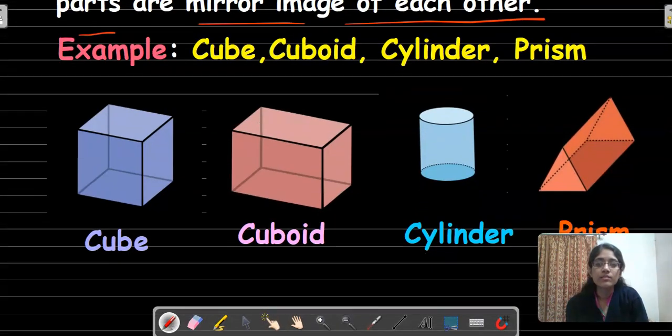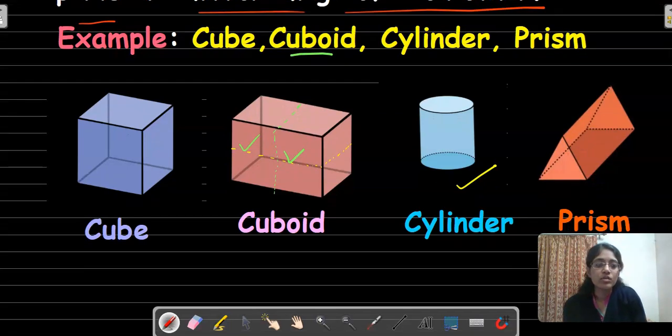Now other symmetric figures are a cuboid. This is also a symmetric figure because if you divide it vertically like this, these two parts will be the mirror image of each other. Or if you divide it horizontally, then the two parts will be mirror image of each other. So this is a symmetric solid. Another symmetric solid is cylinder, and prism is also a symmetric solid.